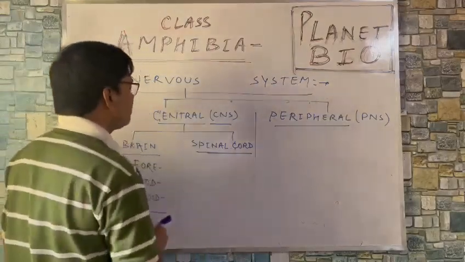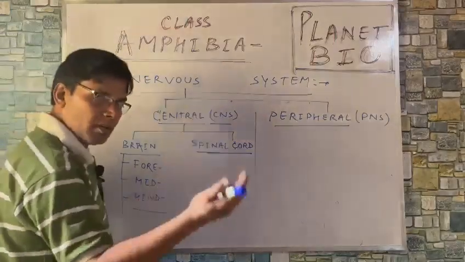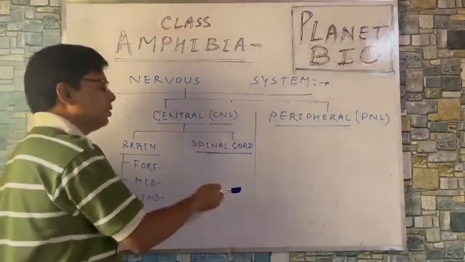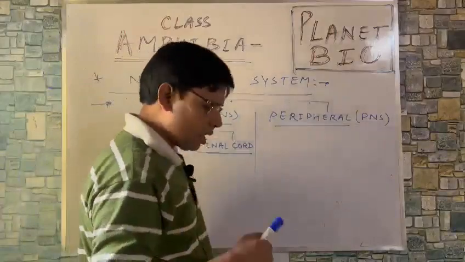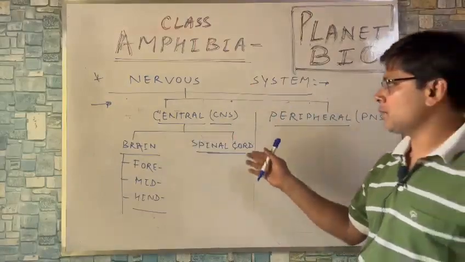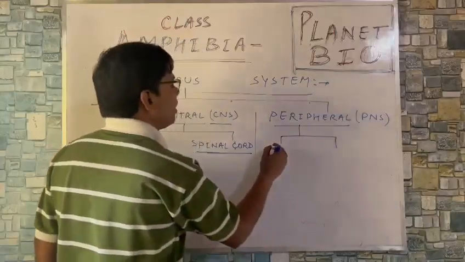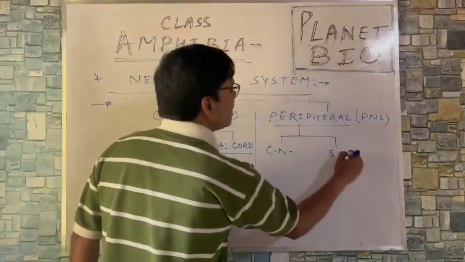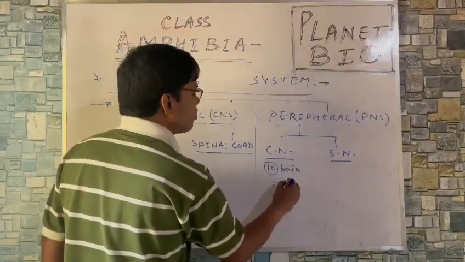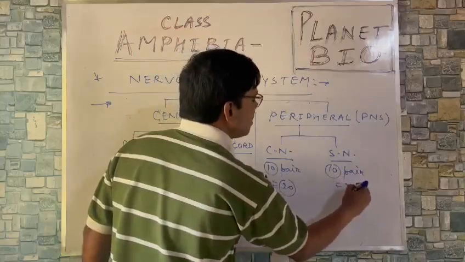Then the spinal cord. Actually, this is the posterior projection of the hindbrain, medulla, and that moves back down through the foramen magnum. So, brain and spinal cord unite together to form the CNS. And PNS includes cranial nerves and spinal nerves. Cranial nerves 10 pair, that is 20. And spinal nerves also 10 pair, that is 20.